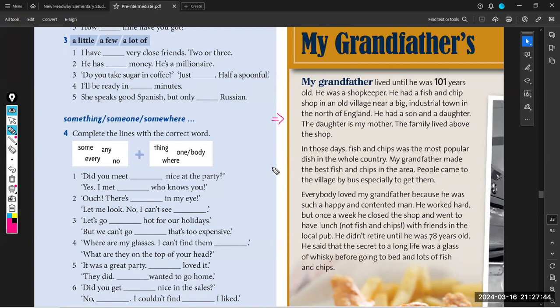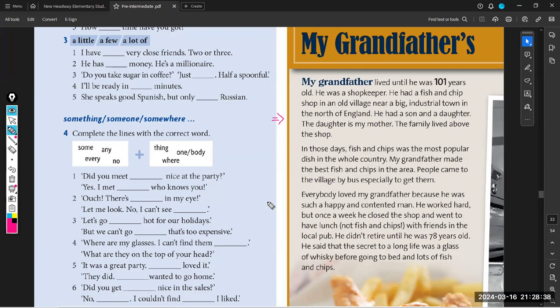In those days, fish and chips was the most popular dish in the whole country. My grandfather made the best fish and chips in the area. People came to the village by bus, especially to get them. Everybody loved my grandfather because he was such a happy and contented man. He worked hard, but once a week he closed the shop and went to have lunch, not fish and chips, with friends in the local pub. He didn't retire until he was 78 years old. He said that the secret to a long life was a glass of whiskey before going to bed and lots of fish and chips.